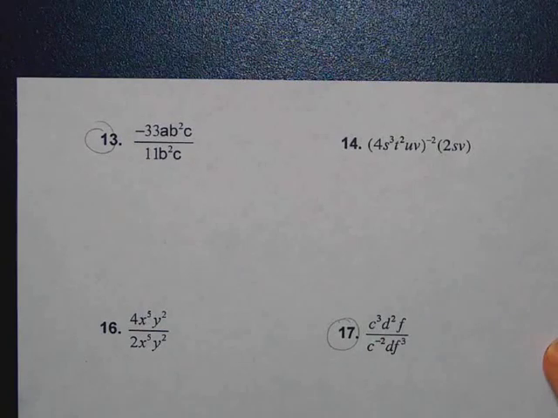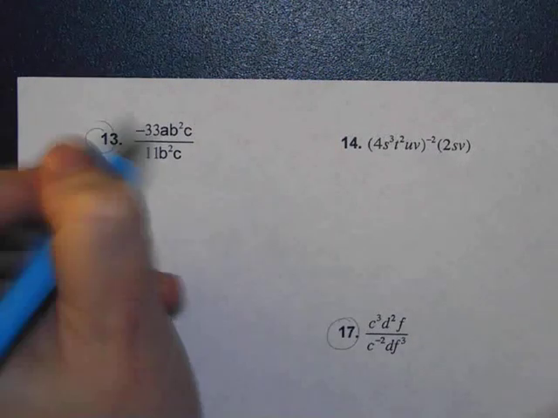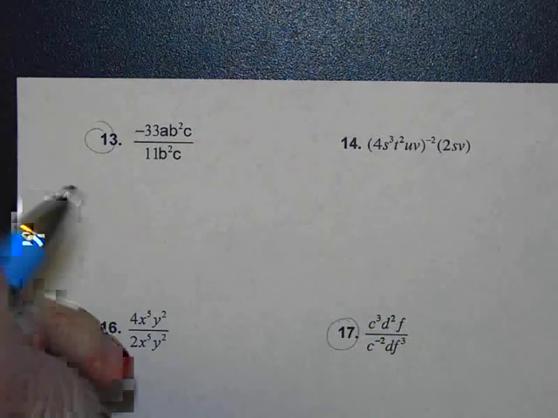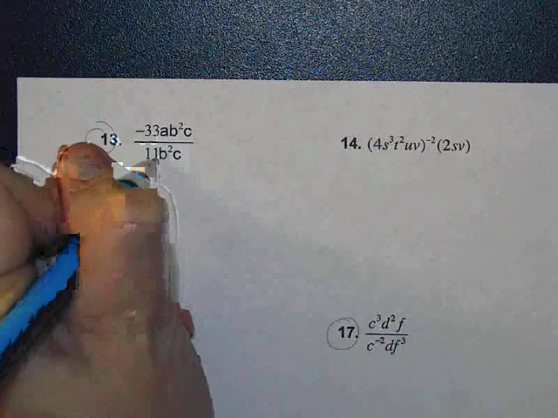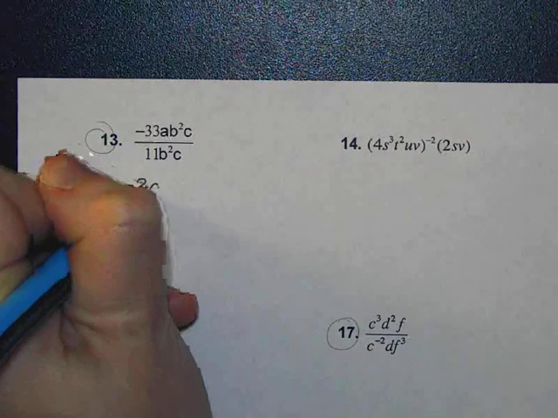Number 13, the coefficients are negative 33 and 11. Negative 33 divided by 11 is negative 3. A has nothing to combine with on the bottom, so this would just be A.